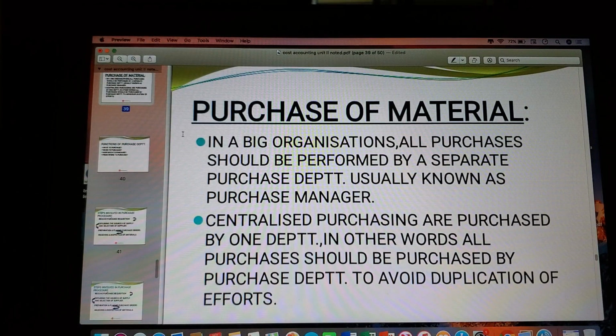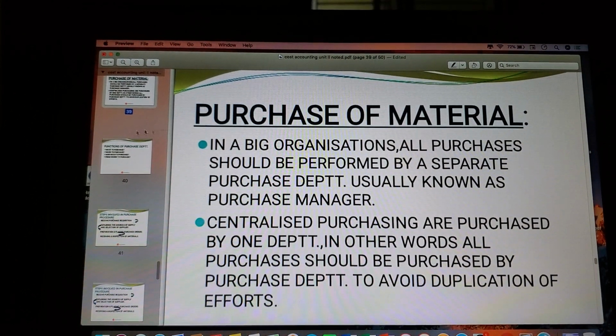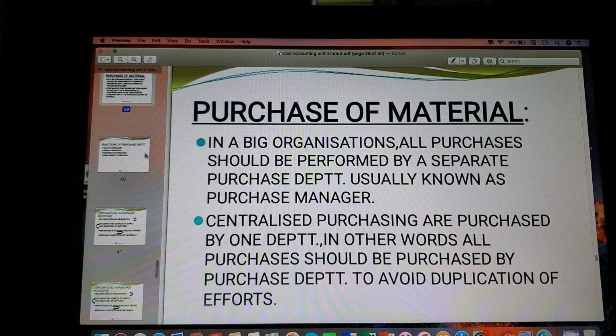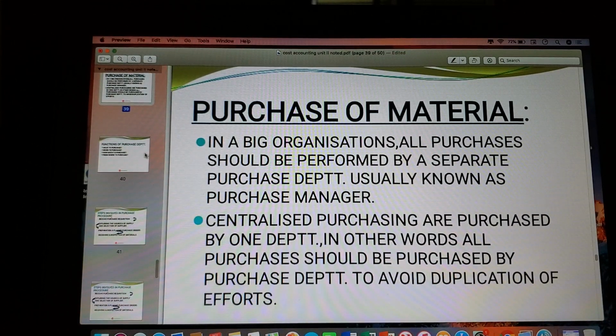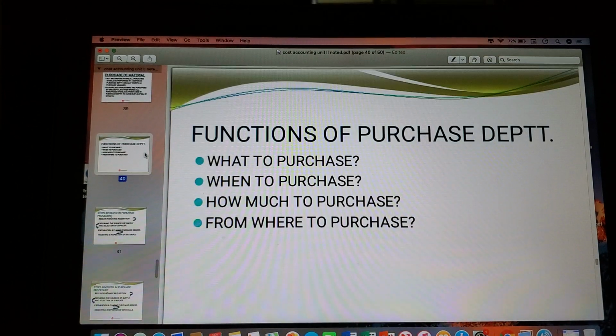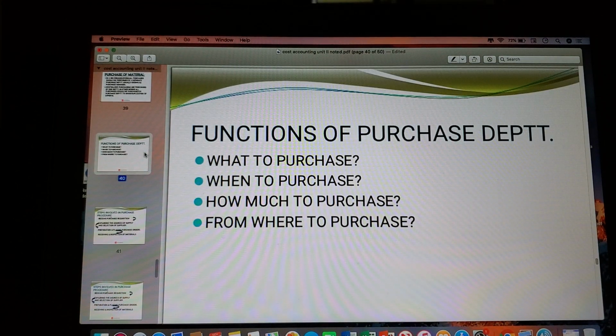Purchase of material. In a big organization, all purchases should be performed by a separate purchase department, usually known as purchase manager. Centralized purchasing means purchases are made by one department. In other words, all purchases should be made by the purchase department to avoid duplication of efforts. Functions of purchase department: what to purchase, when to purchase, how much to purchase, and from where to purchase.